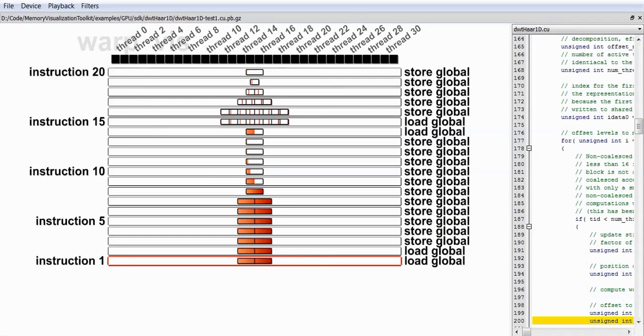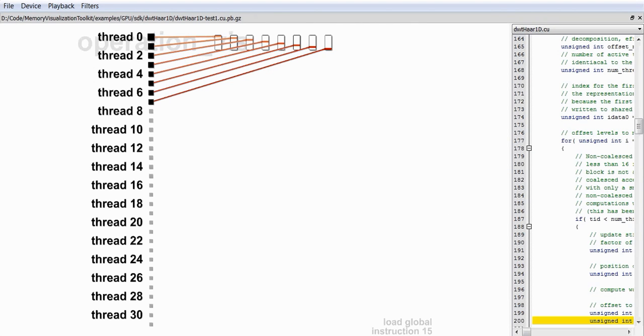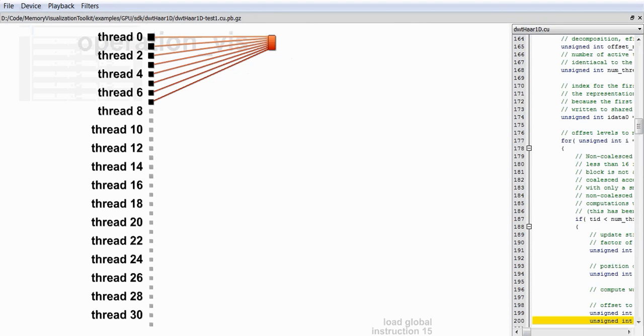Here, instruction number 15 shows no coalescence in CUDA 1.0, but in CUDA 1.2, the hardware is able to combine the memory accesses into a single transaction.